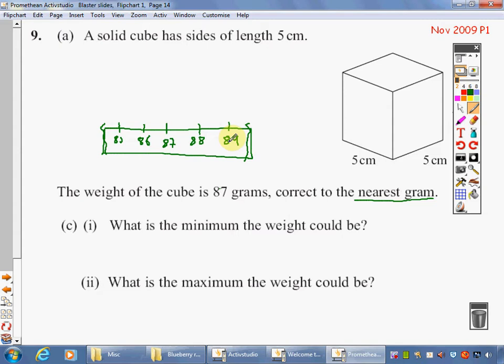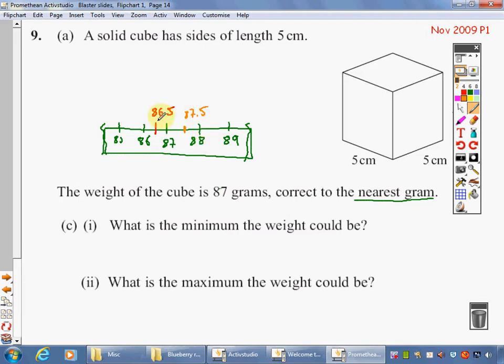What's the minimum it could be? Well, if the weight was actually about there, I would round it up to there. If it was here, I'd round it down to there. So the halfway point will be when I start saying, well, it can't be any less than that. And that halfway point is 86.5. Similarly, we have a halfway point here at 87.5. Anything above there we just said was 88.